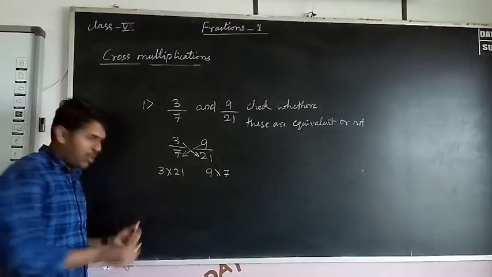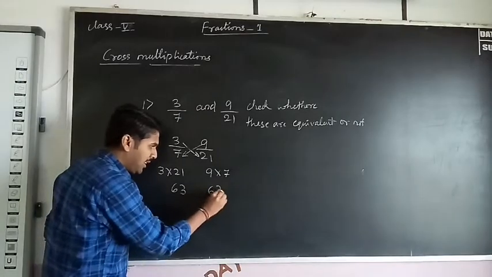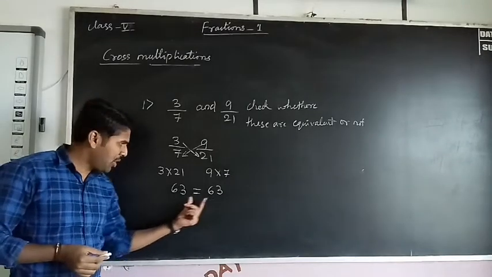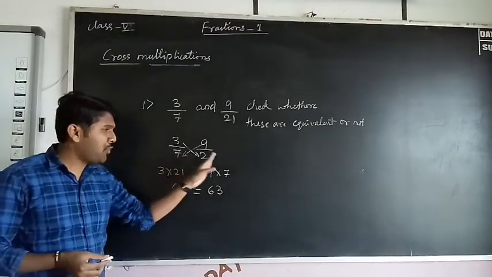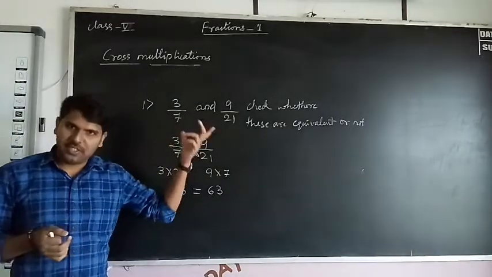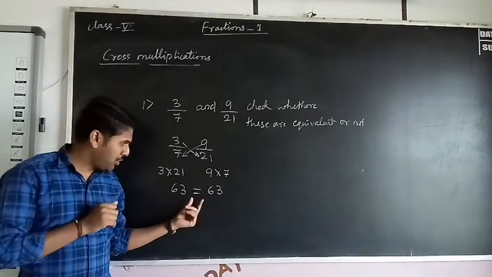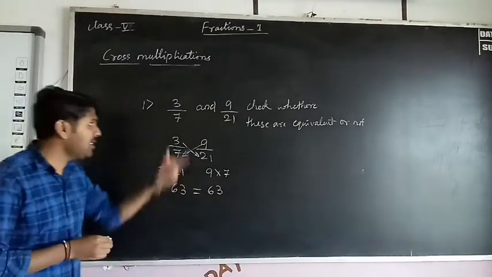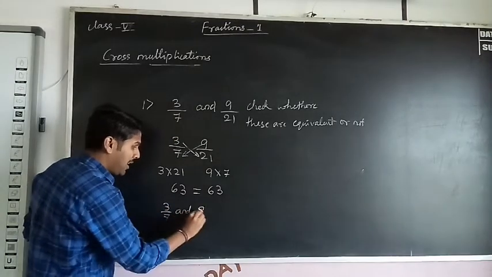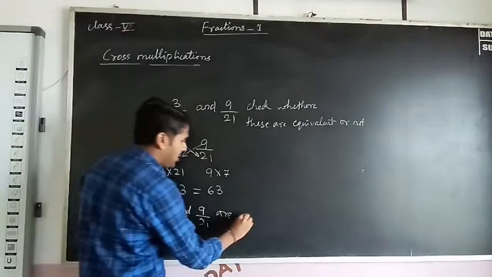21 3s are how much? 63. 9 7s are 63. Are both of these equal? So these two are equal, which means these two fractions are equivalent. Two fractions are equal only when the cross multiplication is equal. So here the cross multiplication is equal, which means 3 by 7 and 9 by 21 are equivalent fractions.